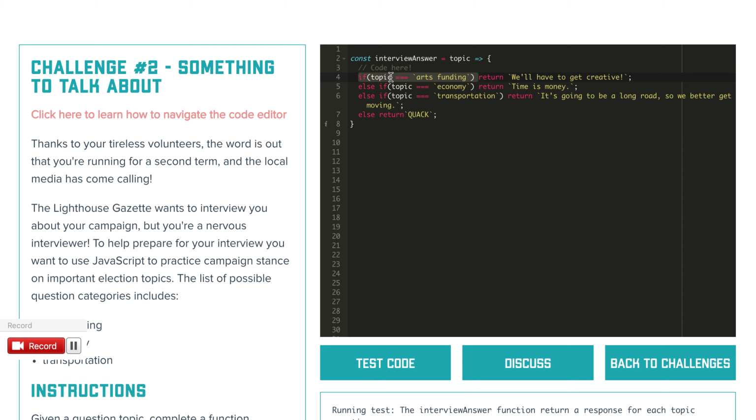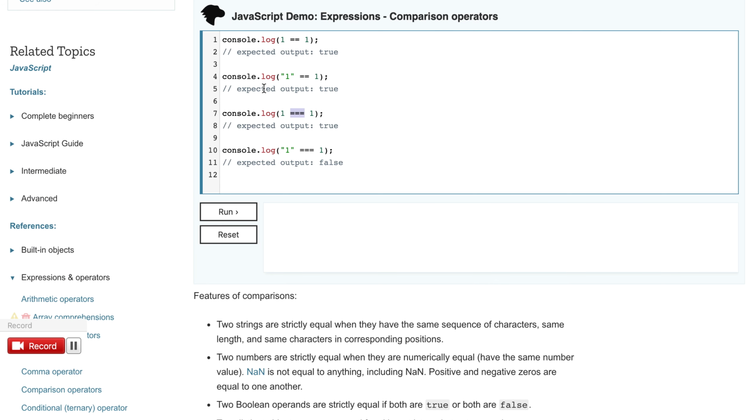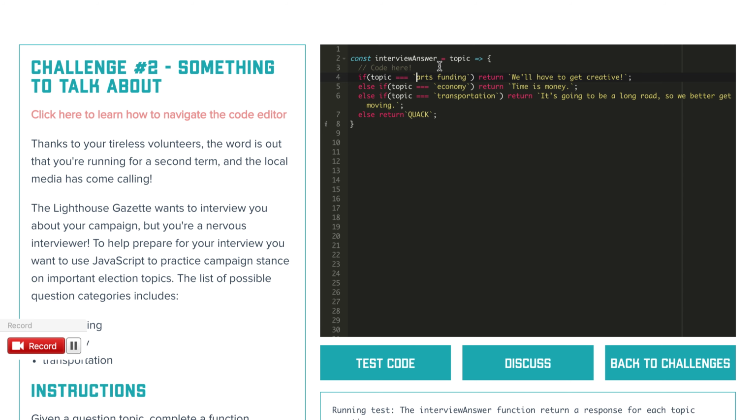One of the things I did differently is I did a triple equals. That's why I alert you to this page that Lighthouse Labs links to. You should take a look at that. The other thing I did differently is I used backticks. That's a key in the top left corner of your keyboard, typically next to the one, and it has both these symbols on it.